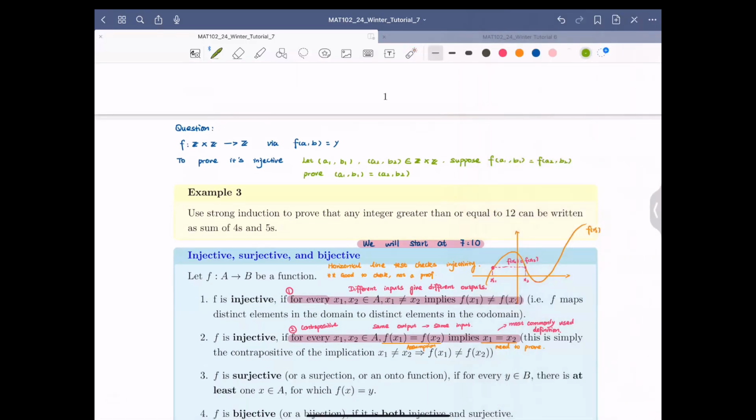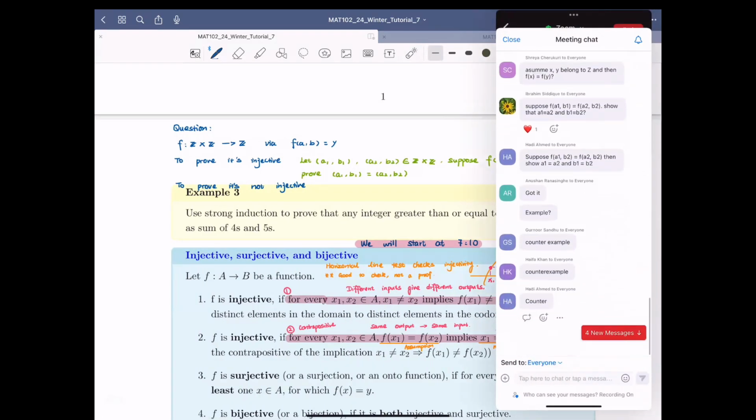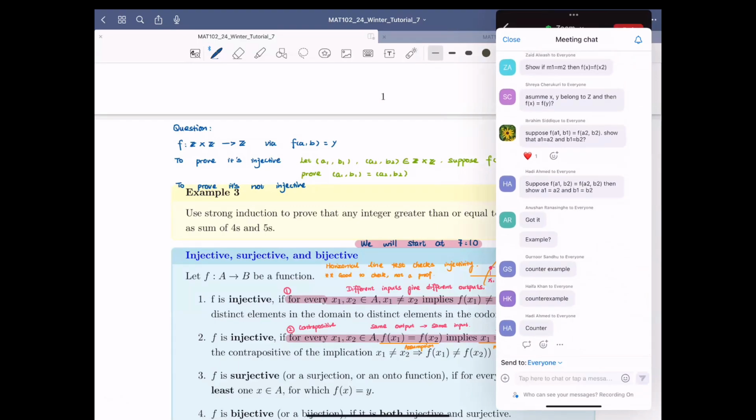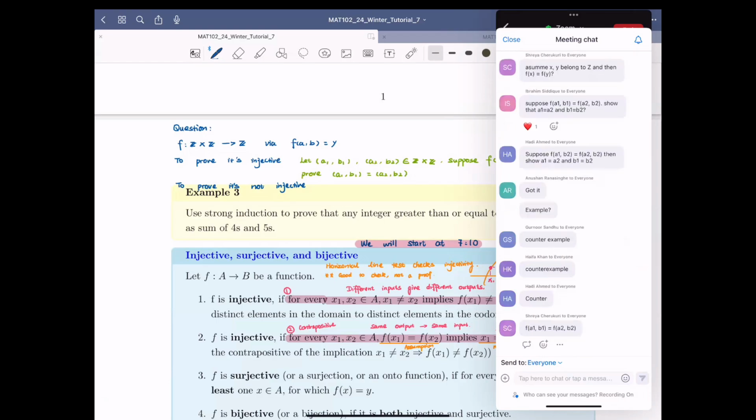Okay, now let me ask you another question. How do I prove it's not injective? Now what do I need to do if I want to show it's not injective? Counterexample. That's correct, but I'm looking for exactly what do I need to show. So I need to find what, and what. Yes, we do need to use a counterexample, but what exactly do I need to show?